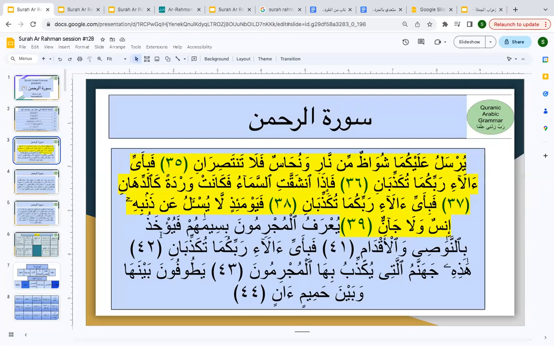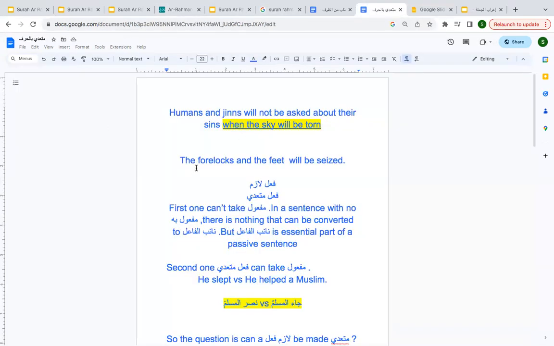Okay. It never comes before, and yes, I totally agree. It will never ever come before the fail. Your naibul fail, your fail can never, they both should never come before your fail. Okay, so let me show you something, and you may have already seen that. If I translate this sentence as the forelocks and the feet will be seized, is this going to be the right translation? Can it be the right translation or?